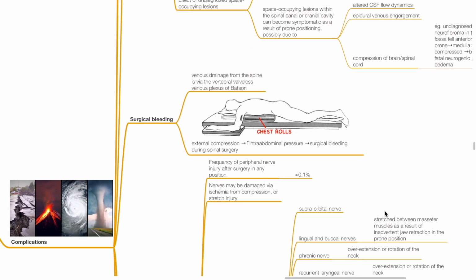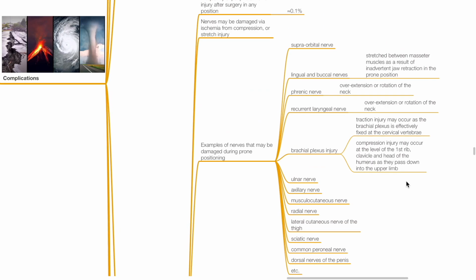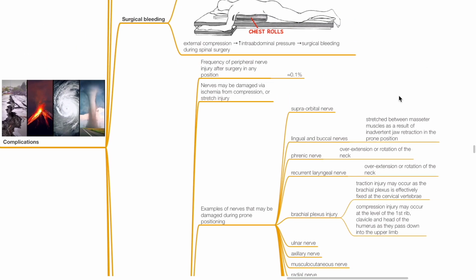Surgical bleeding. Venous drainage from the spine is via the vertebral valveless venous plexus of Batson. External compression may increase intra-abdominal pressure, and this increases surgical bleeding during spinal surgery. Peripheral nerve injuries. Frequency of peripheral nerve injury after surgery in any position is 0.1%. Nerves may be damaged via ischemia from compression or stretch injury.